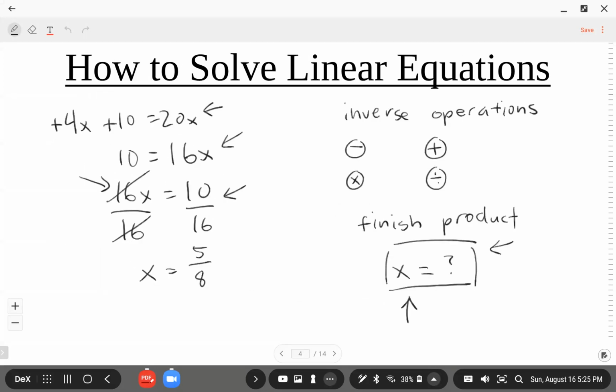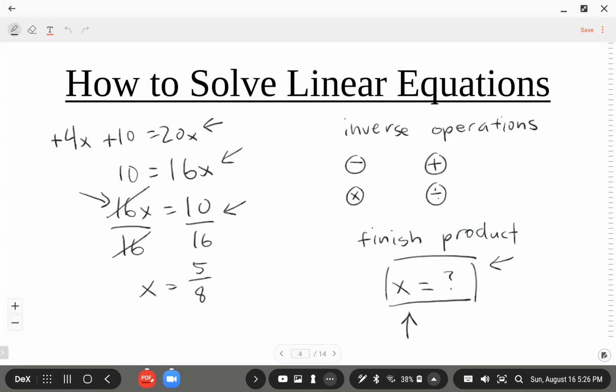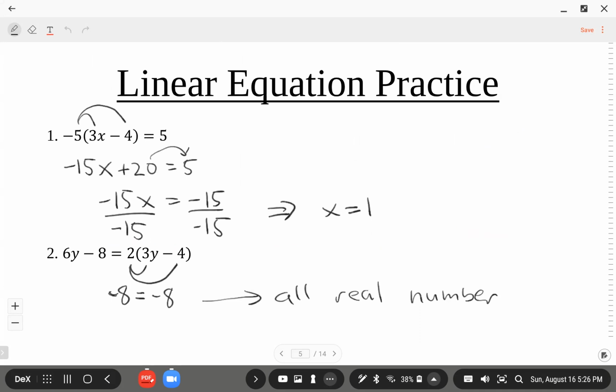So, and identity solutions, remember the schedule. I will talk about identity solutions and go deeper in the next few slides. So if you don't understand, I'll go deeper on identity solutions. But this is our first identity solution, and the solution would be all real numbers, okay? All real numbers.